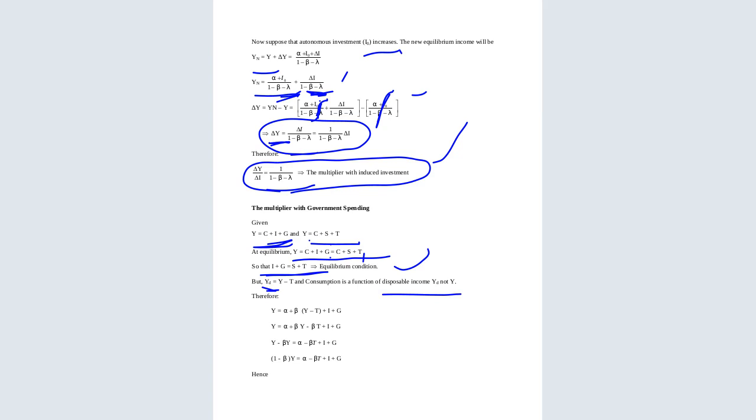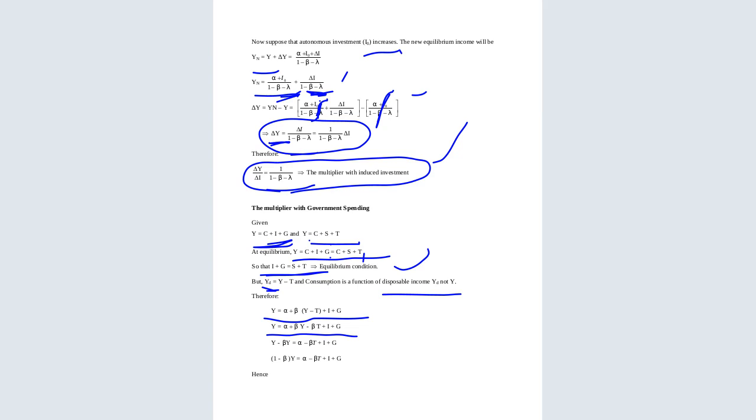So our income model would be alpha plus beta into y minus t plus I plus g. Now the y minus t is simply the disposable income. So if you open up the brackets now, you'll have this: alpha plus beta y minus beta t plus I plus g.